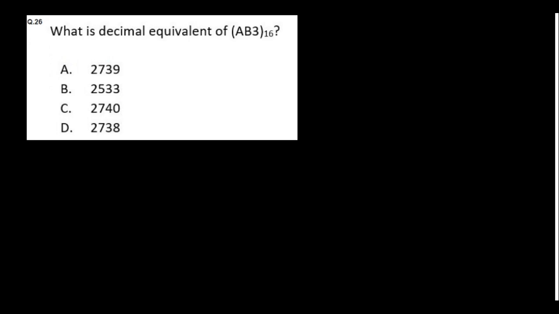What is the decimal equivalent? We have to convert this hexadecimal to decimal. So how do you convert? AB3 is given in hexadecimal. We have to convert it into decimal, to the base 10. So what will you do?